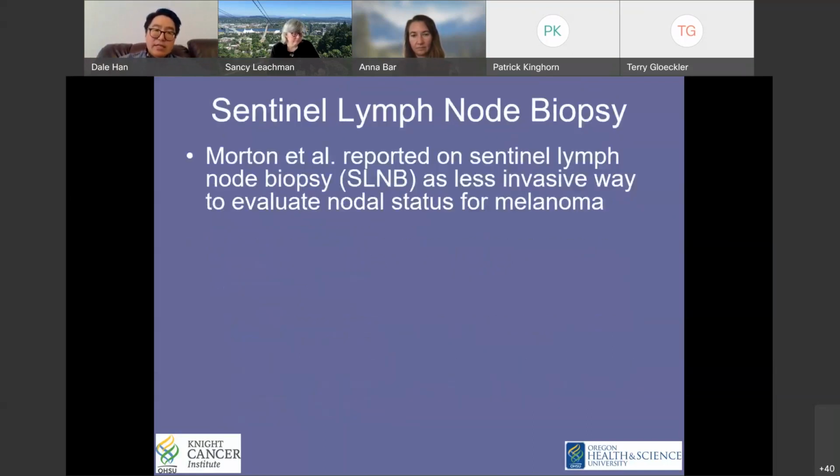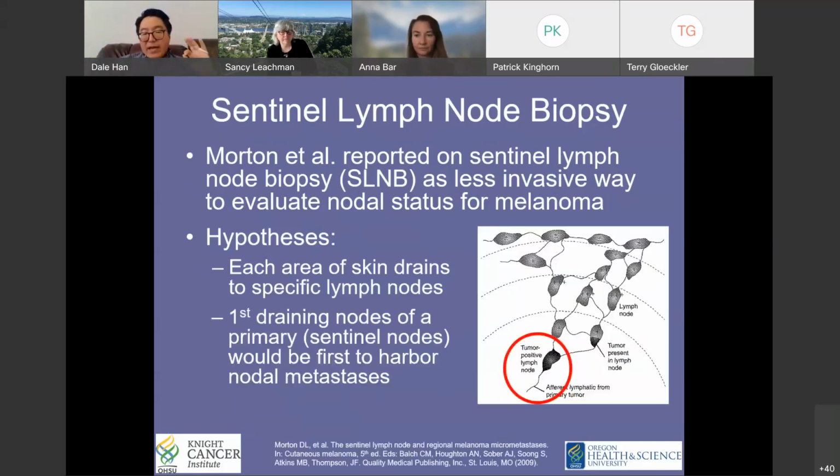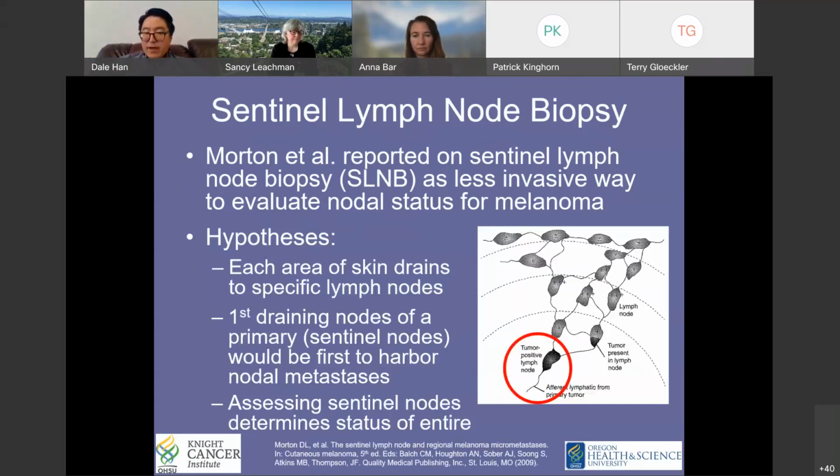So in 1992, Don Morton et al. introduced the technique called sentinel lymph node biopsy, which was a less invasive way to evaluate nodal status in melanoma patients. And the hypothesis behind this technique is that each area of skin drained to specific lymph nodes, and by finding the first draining lymph node within that basin, we term that lymph node as the sentinel node, because it would be the first most likely to harbor any metastases that had spread along the lymphatics.